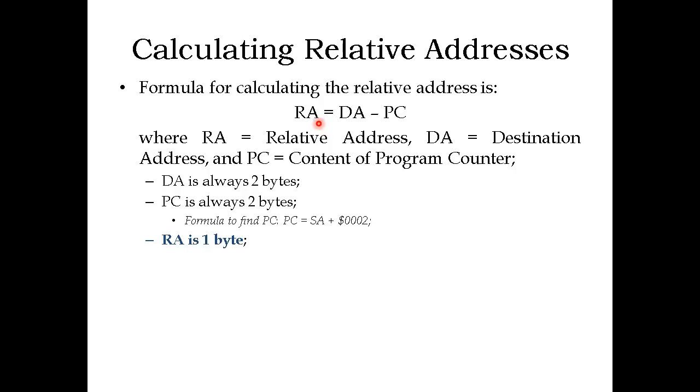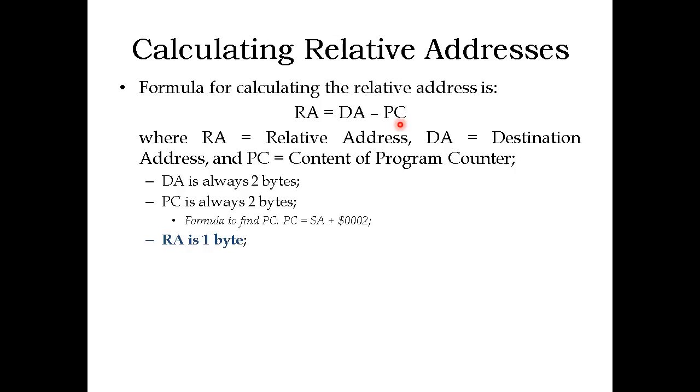Now, this RA stands for relative address. DA stands for destination address. PC stands for program counter. Do you remember there is a register called program counter? We actually have talked about this register because this is a register which is actually controlled by the microprocessor, and this register always holds the address of the next line to be executed.